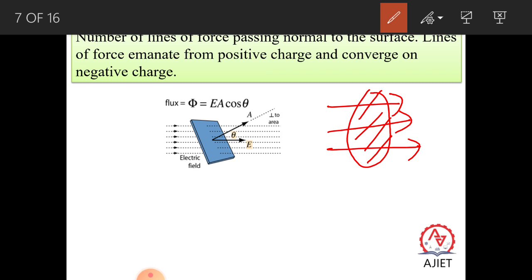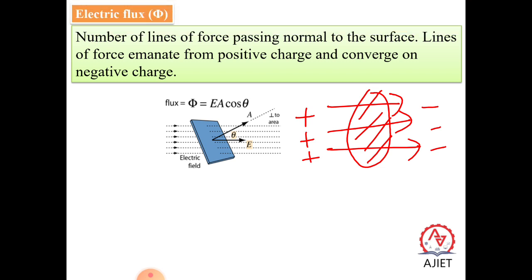So you can see here 3 lines of forces are passing through. There are positive charges here and negative charges here. The lines of forces emanate from the positive charges and converge on the negative. In that you take a small area and calculate how many lines of forces are passing through that small area, that gives you the electric flux.